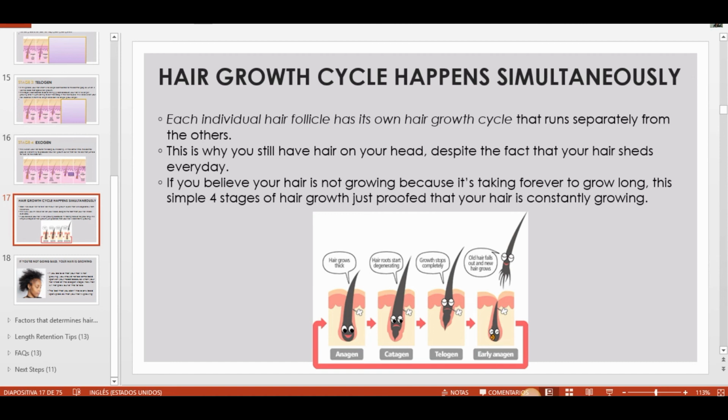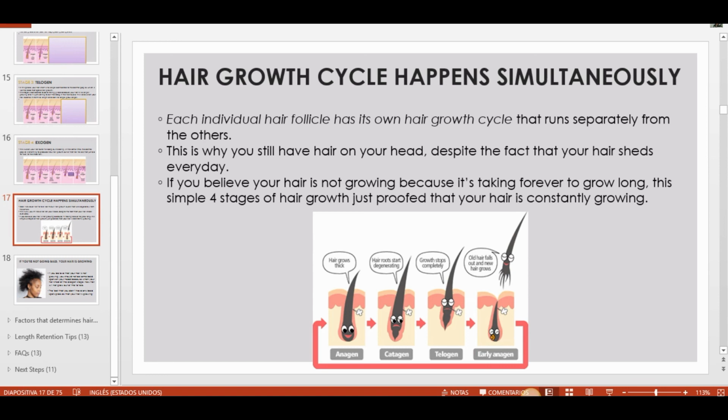and not your entire head. Because if that were to happen, it means every 2 to 6 years you're going to go bald. But luckily, thank God, the way God built our bodies, you only shed a small amount of hair every day, because each hair follicle has its own hair growth cycle.